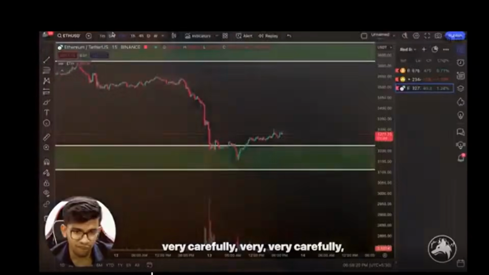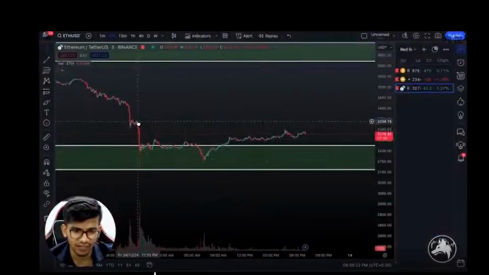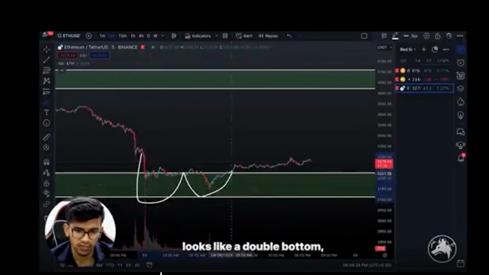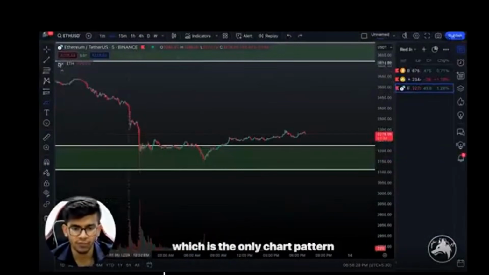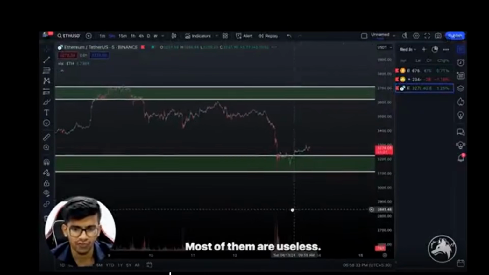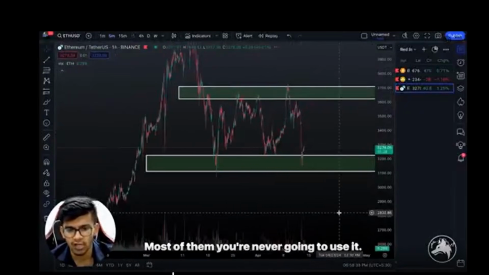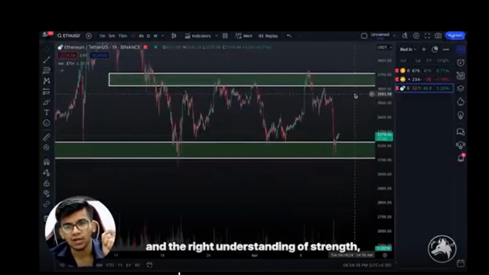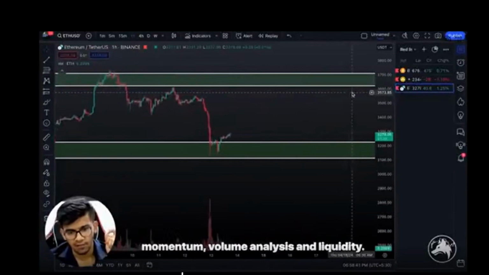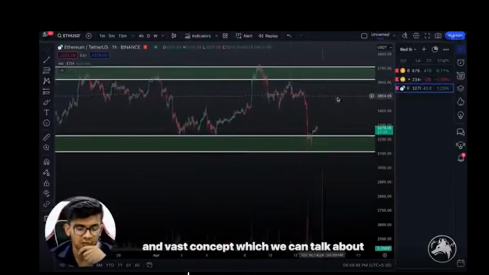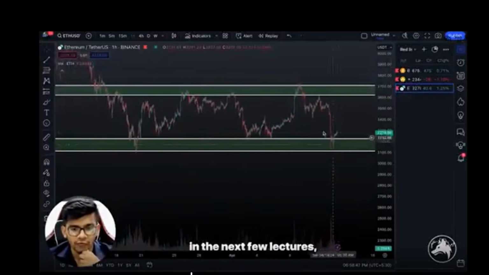But if you look at this very carefully, this kind of looks like a double bottom, which is the only chart pattern that I have talked to you about in this particular course. Most of them are useless. Most of them you're never going to use. All you need is support and resistance and the right understanding of strength, momentum, volume analysis and liquidity. Liquidity is a very advanced concept which we're going to talk about in the next few lectures.